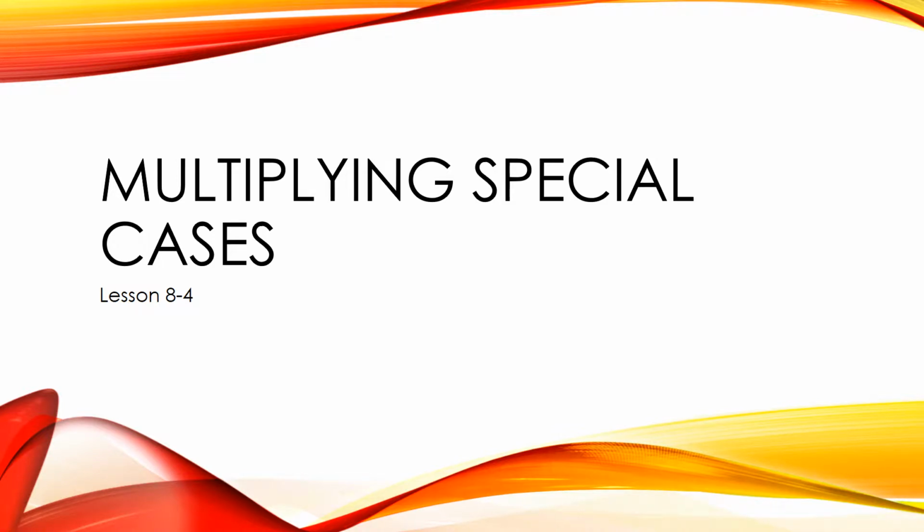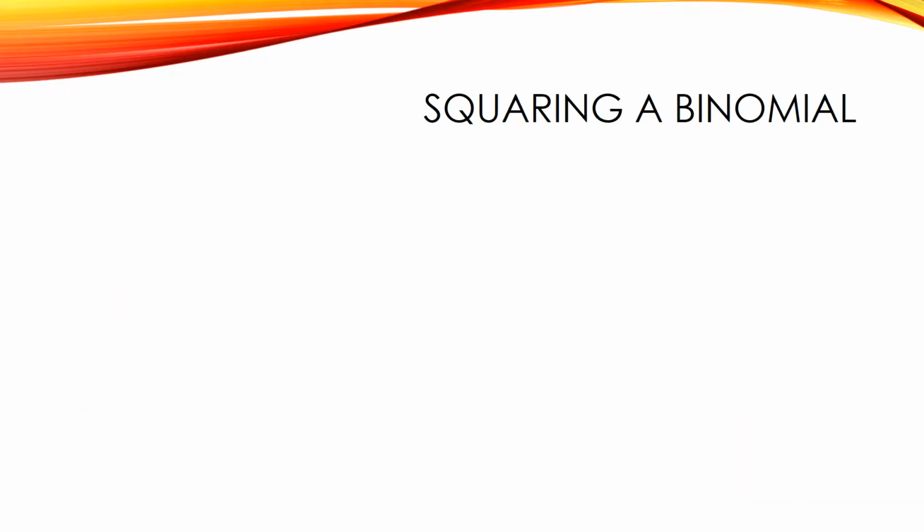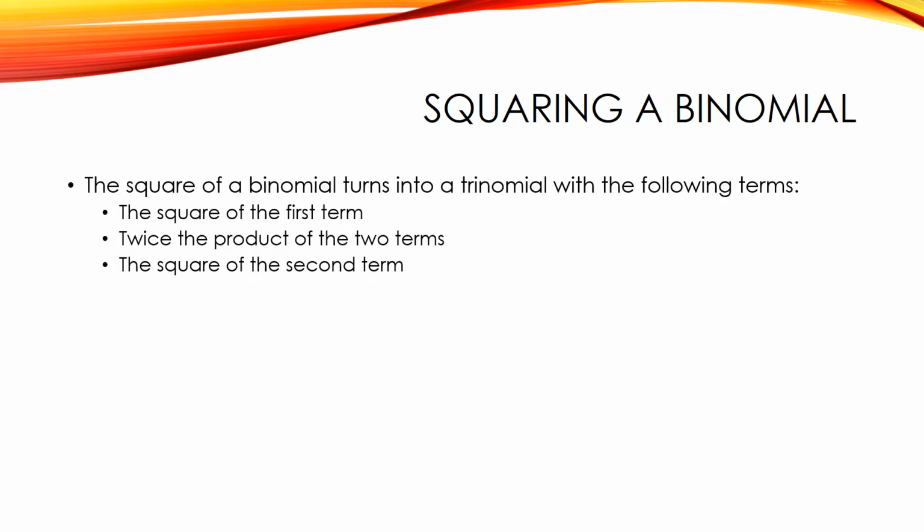This is lesson 8-4, multiplying special cases. For squaring a binomial, the square of any binomial turns into a trinomial with the following three terms. You have the square of the first term, 2 times the product of the two terms, and then the square of the second term. Here's some examples for you to take a look at.